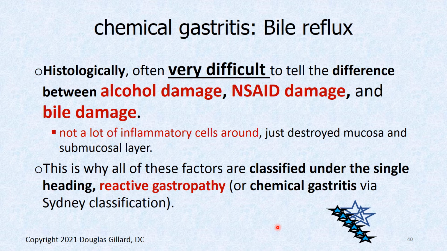Very difficult histologically speaking to differentiate these: alcohol versus NSAIDs versus bile. The one common thing is there's destruction, there's ulceration and death of tissue, but there's not a lot of inflammation around until the chronic phases, until the cleanup needs. So that's why it's not good to call this a gastritis, which indicates inflammation and has nothing to do with inflammation. You'd think the authors would get on the ball and fix that. Maybe the next Sydney classification they will.